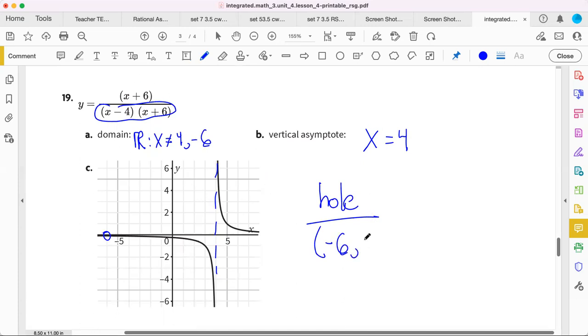If you plug in respectively, that's going to kick back -1/10. And again, I'm getting this because if you simplify this, that cancels, and you get 1 over -6 minus 4, which is 1 over -10, which is just -1/10. So that's how I'm getting this.